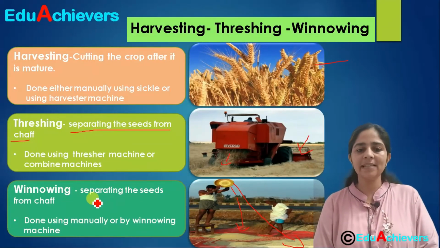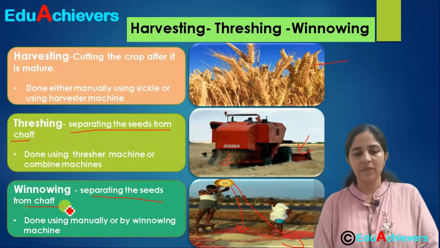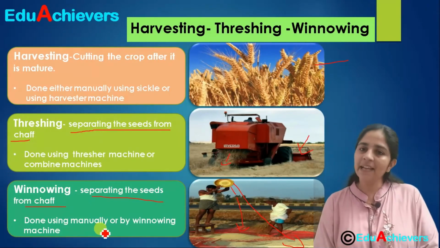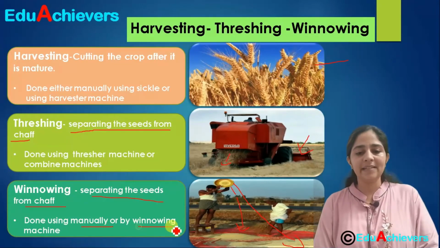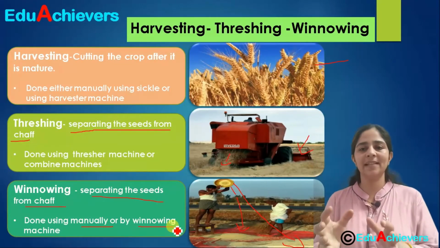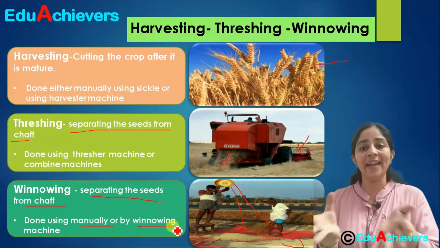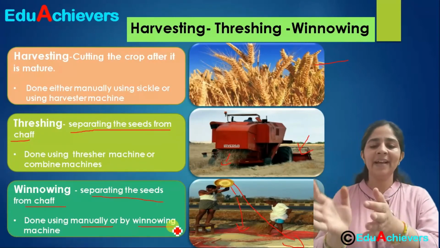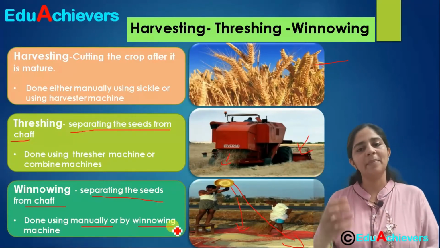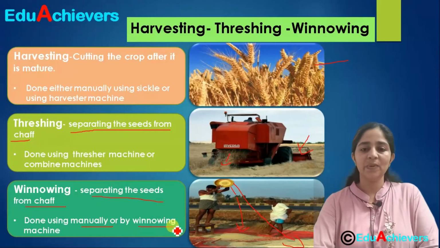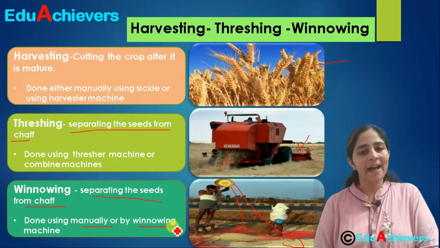So winnowing is again separating the seeds from the chaff. Okay, it can again be done manually, and there are some winnowing machines which have huge fans inside them, and they blow the air. So with that also the farmer can do the winnowing. So that is harvesting, threshing and winnowing.